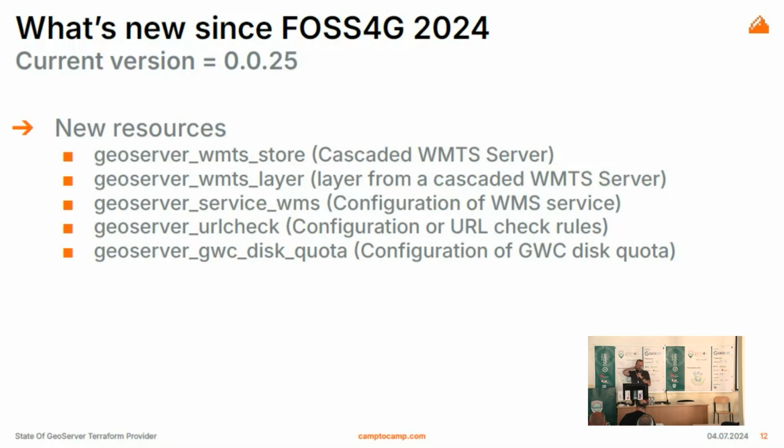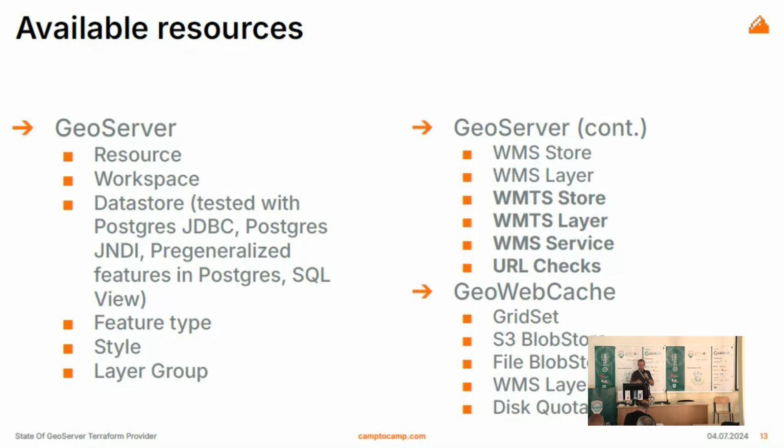Current version is 0.0.25. We have added 5 new resources, 2 related to cascaded WMTS server, so the store and the layer. Also the capability to configure the WMS service of GeoServer, related to the new URL check rules. We have also resources to configure that as code, and also the capacity to configure the disk quota of GeoWebCache.